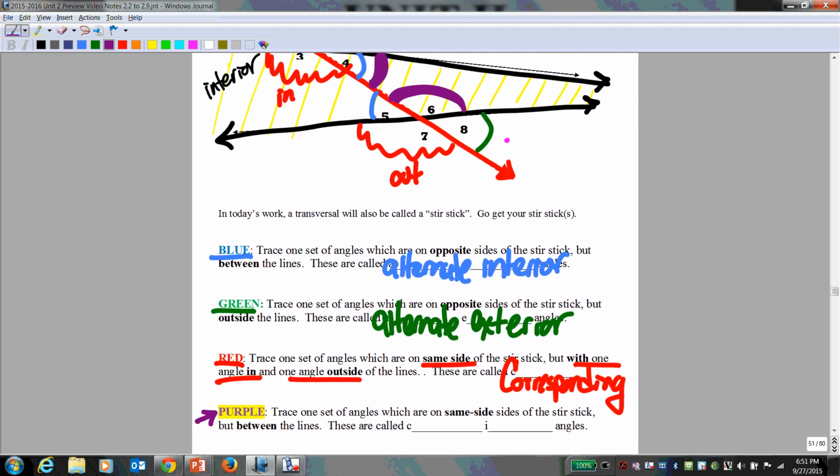These have a name. I'm going to give you 2 of them because I'll use them interchangeably. But if you were to look this up, you need to know both names. That's called consecutive, which means next to. Consecutive interior. Also known as same side interior. Same side interior.